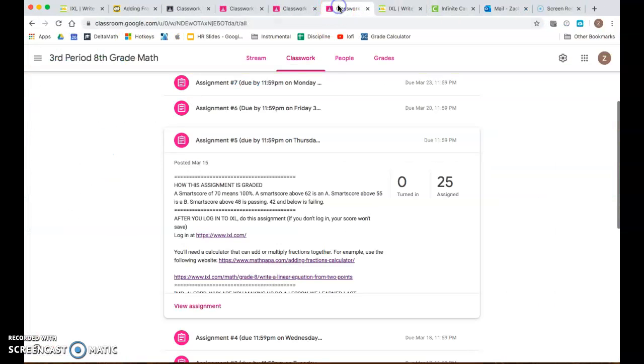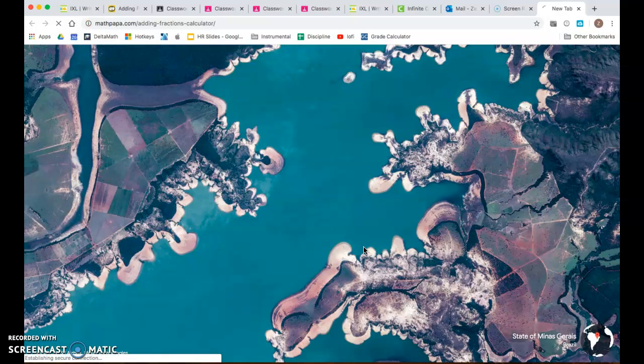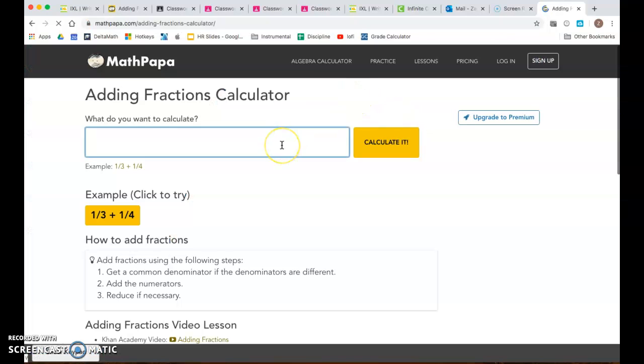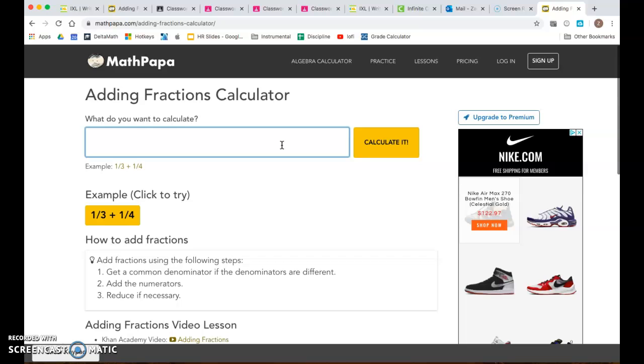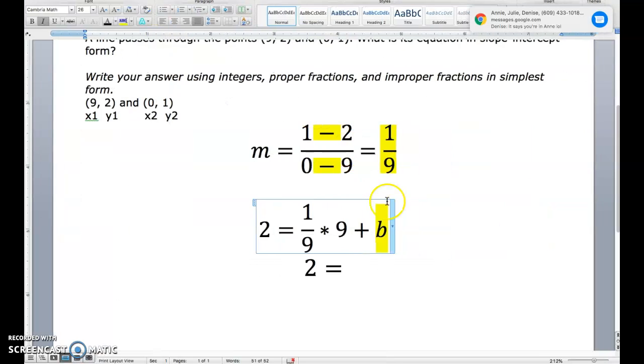I also have found for you guys a fraction calculator. So that is in the description of assignment 5. I'm going to go to that link. This says it's an adding fractions calculator, but it can also do multiplying with fractions. So I want 1 over 9 times 9. This is 9 over 1, of course. So I need to do 1 over 9 times 9 over 1.